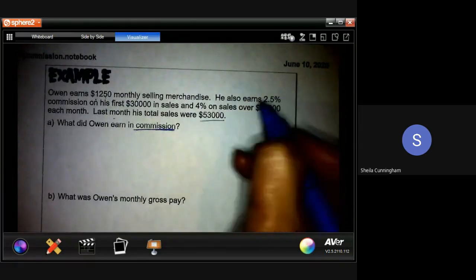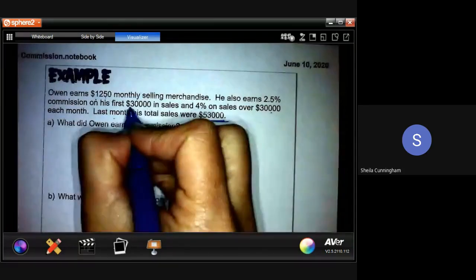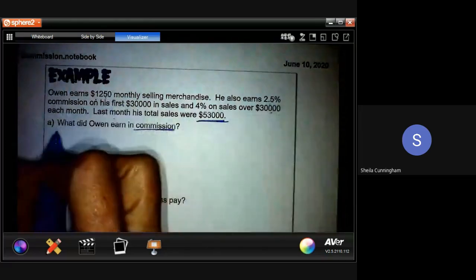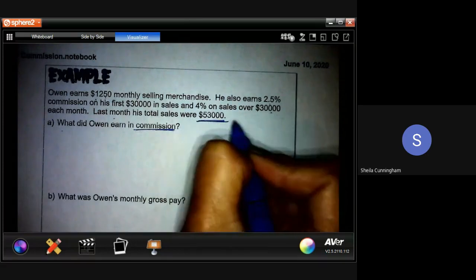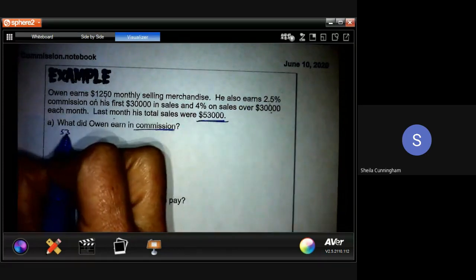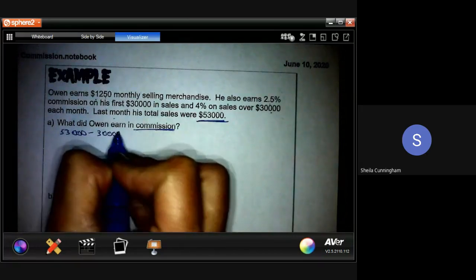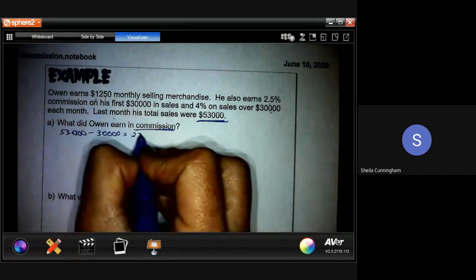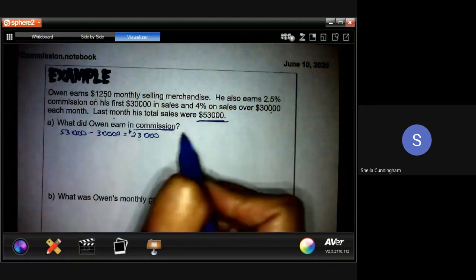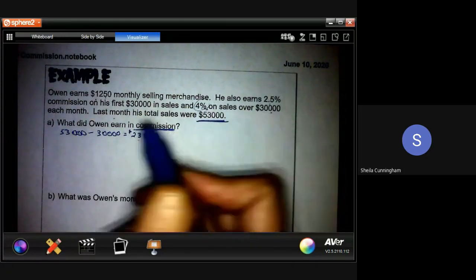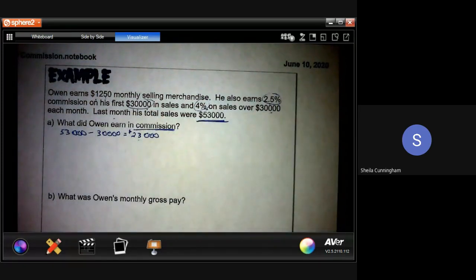So just like before, we know his total sales is $53,000. We know the first $30,000, he's making 2.5%. So we need to know then for the 4%, how much he was actually selling over the 30,000. So we take the 53,000 and we want to know the difference. We subtract the 30,000 off of it, and we're getting $23,000. So the $23,000 is going to be at 4%. The first 30,000 is going to be at the 2.5%.